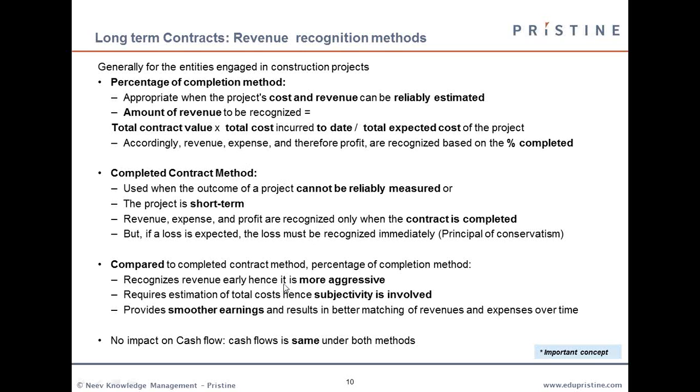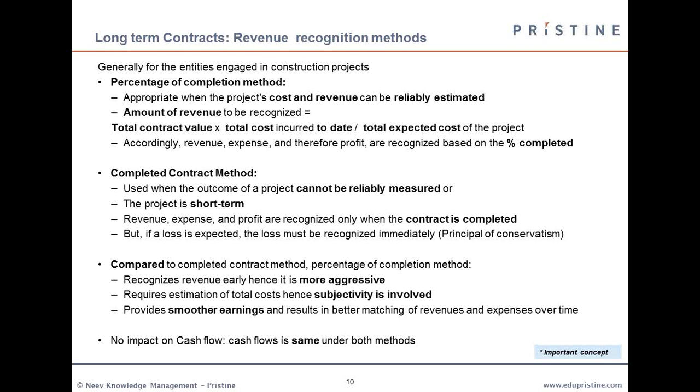So when we compare the two methods, we can see that percentage of completion method is more aggressive. Aggressive because here we recognize revenues very early. Because in completed contract method, we only recognize at the end of the duration. Here we keep recognizing after 1 year, after 2 years, etc. So when you calculate the net present value, a rupee today is more valuable than the rupee tomorrow.